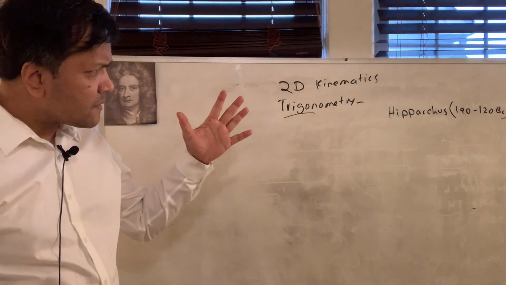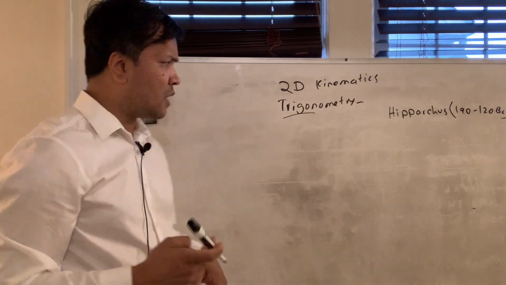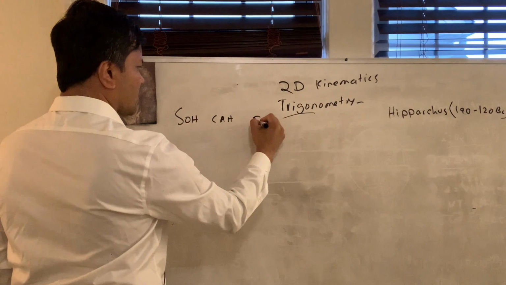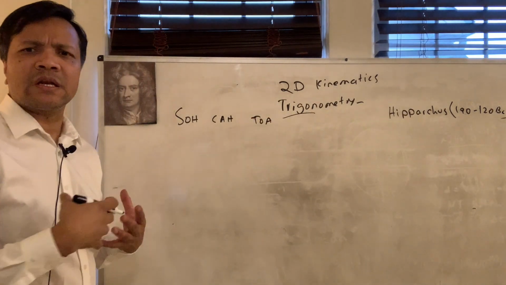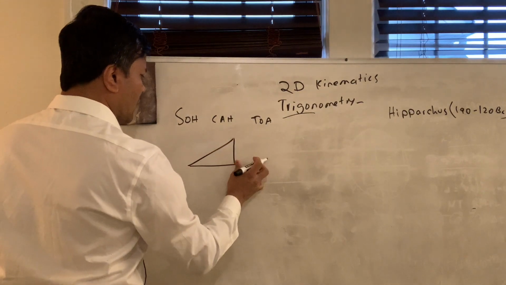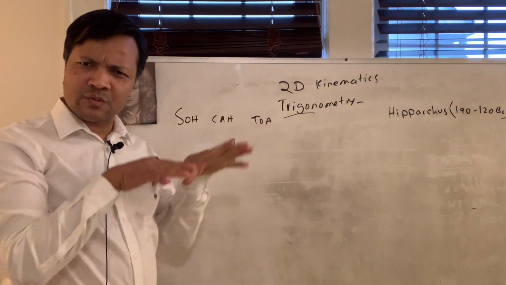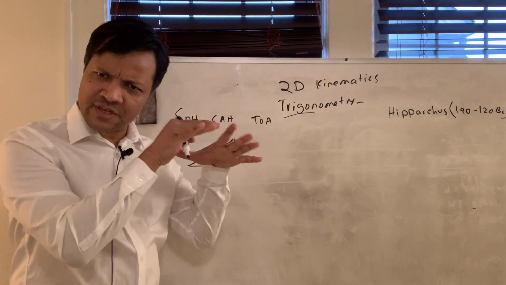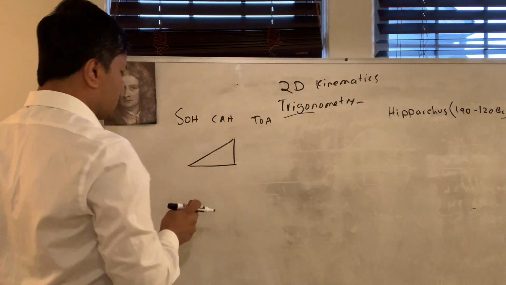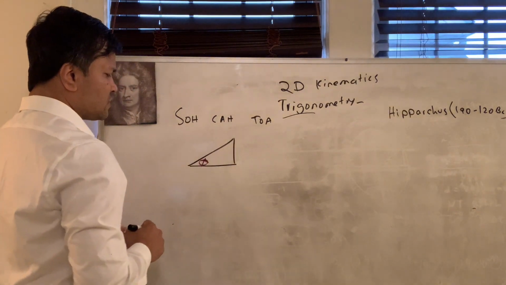When we actually start our trigonometry conversation, we start it with SOHCAHTOA. And we usually start our conversation with a right triangle. So when we draw a right triangle, we put an angle and we try to see all the sides with respect to that angle. So I'm going to put an angle and look at all three sides with respect to this angle.